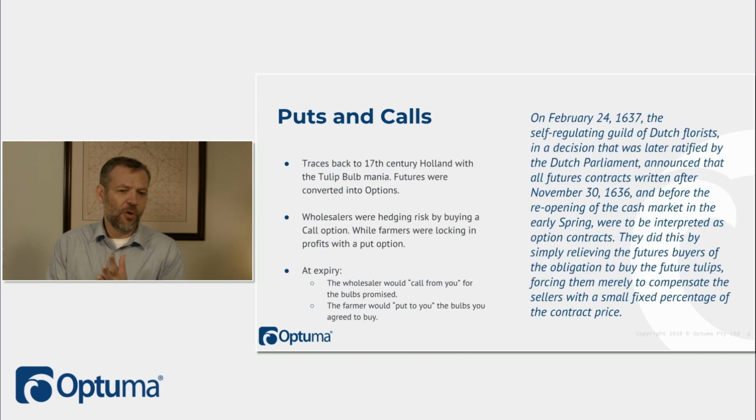All right, so puts and calls. Now this traces all the way back to the 1600s and the Holland tulip bulb mania. So in February 1637, the bottom fell out of the market and there was panic and there were futures contracts in place. The self-regulating guild of Dutch florists basically said, hey everybody, you don't have to fulfill your futures contracts. If you pay a fraction of the price, you can convert it into an options contract. And that means that you've got the option to fulfill it if you want, but not the obligation. And that was one way that they got out of it.